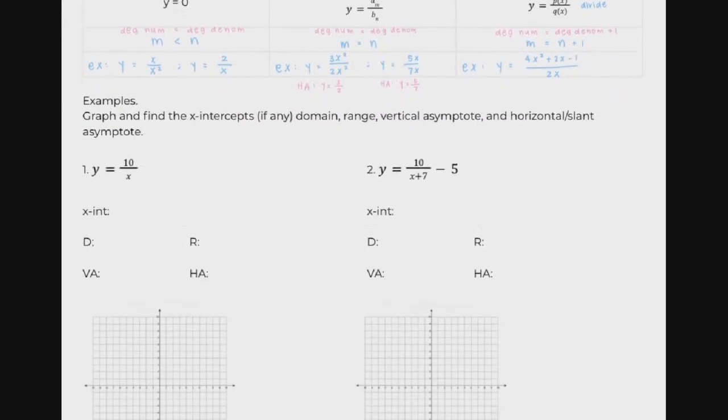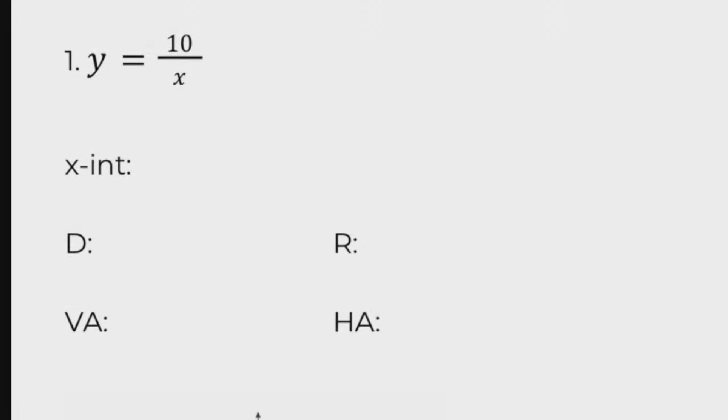So in the examples, we want to graph and find the x-intercepts if there are any, domain, range, vertical asymptote, and horizontal or slant asymptote. For number 1, we have y equals 10 over x. The x-intercept is when we set the numerator equal to 0, and the numerator is just 10, and we can't set that equal to 0, so there's no x-intercepts.